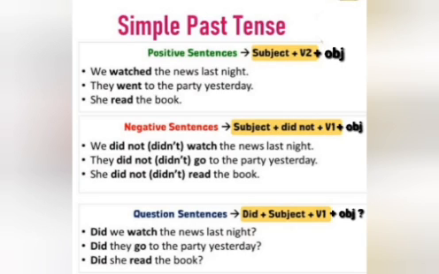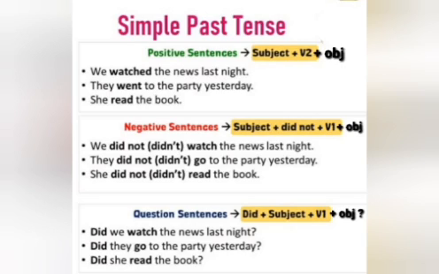Now how do you write the question form of simple past? You simply bring the auxiliary verb in front of the subject. So we have did plus subject plus V1 plus object. Take for example, did we watch the news last night? Take another example, did they go to the party yesterday?